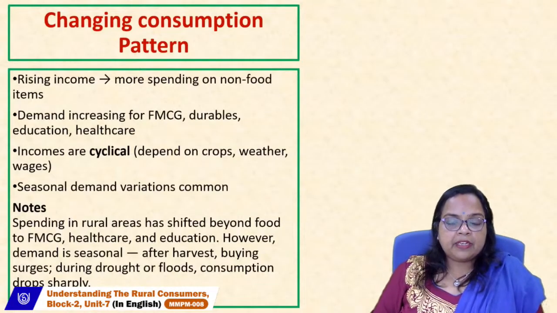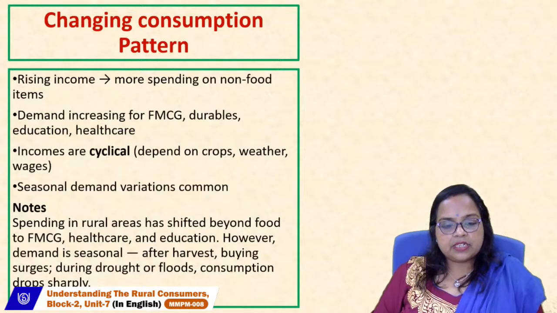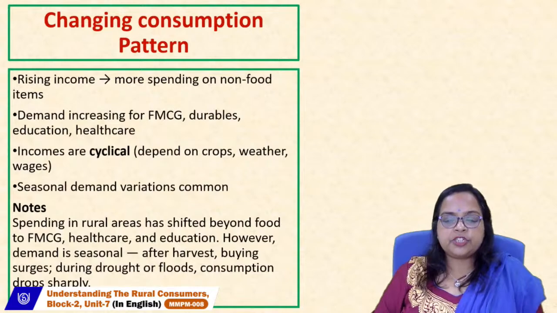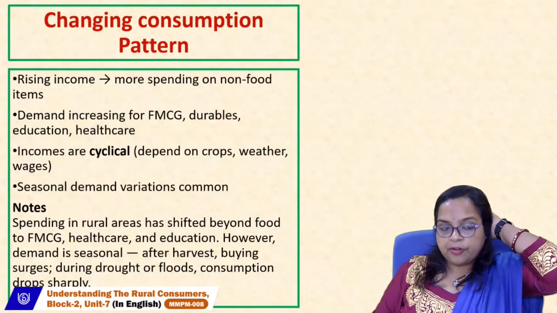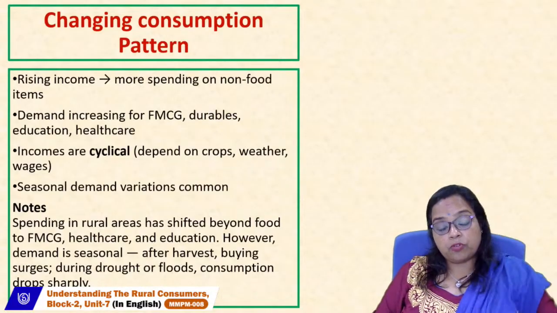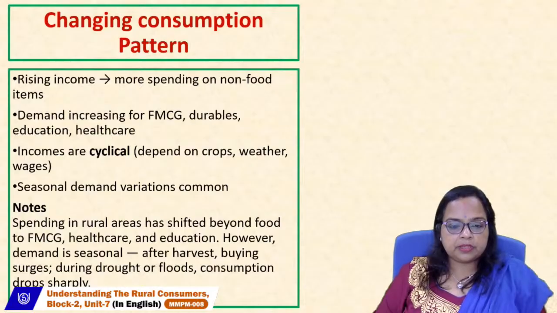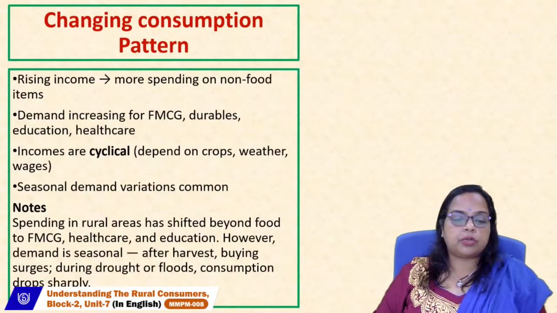The consumption pattern in rural areas is also changing. Spending in rural areas has shifted beyond food to FMCG, healthcare, and education. Initially, they used to purchase only food items or grocery items. Nowadays, they are also purchasing FMCG, durable products, healthcare products, and education products. However, these demands are always seasonal. After the harvest, buying surges. During a drought or flood, consumption drops sharply in rural areas.